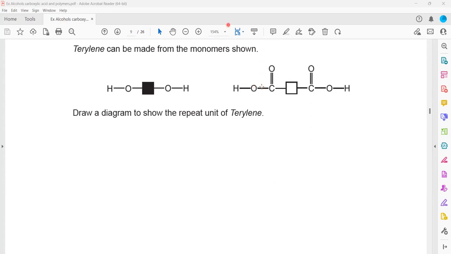So what we will do, one side, it's up to you, you remove H, the other side OH. One side H, other side OH. Use the screen annotation to draw this. It should be a repeat unit.